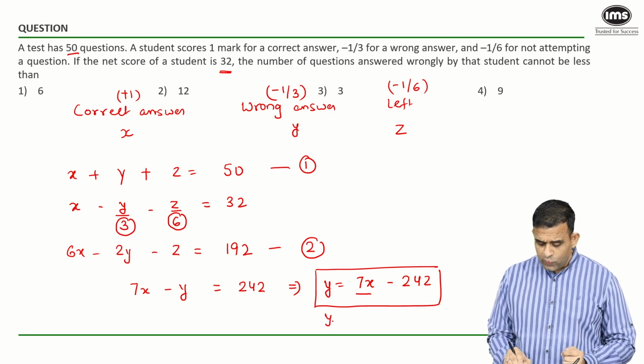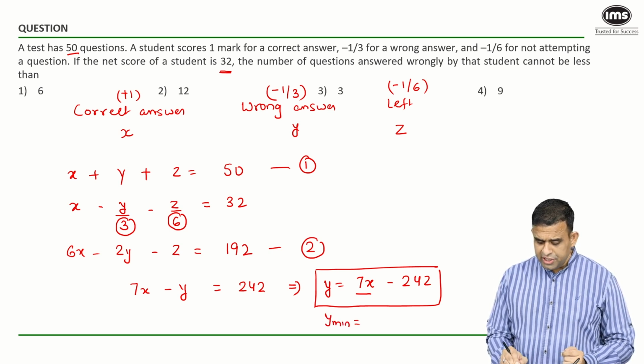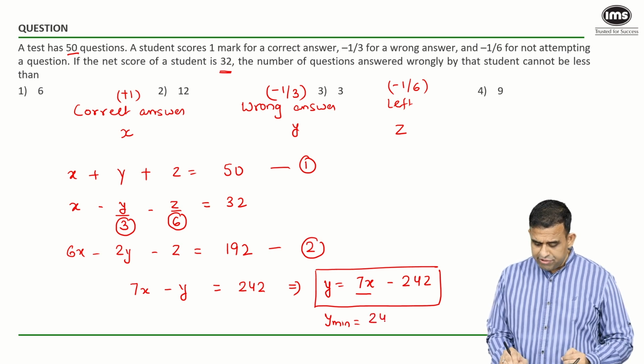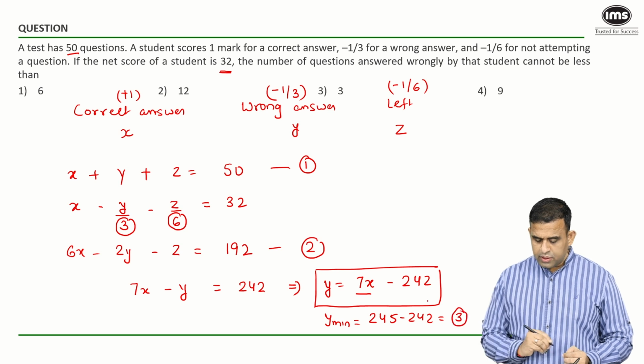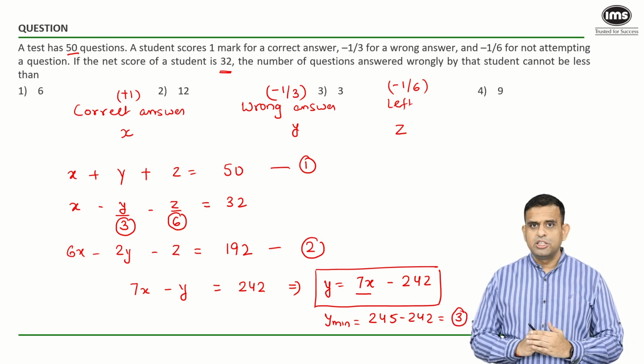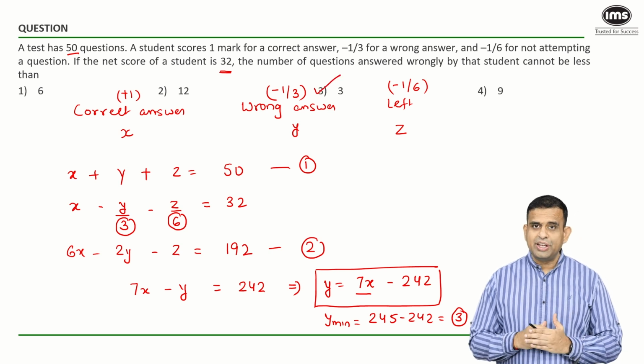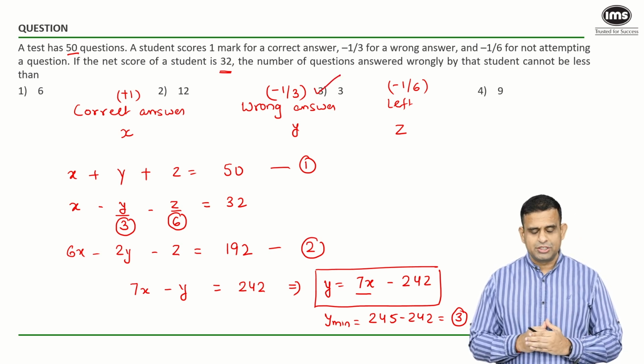So the minimum value of y will be 7 into 35, which is 245, minus 242, giving you a 3 over here. The smallest possible value of y is 3, and hence one can choose to mark option number 3 as the answer for this particular question.